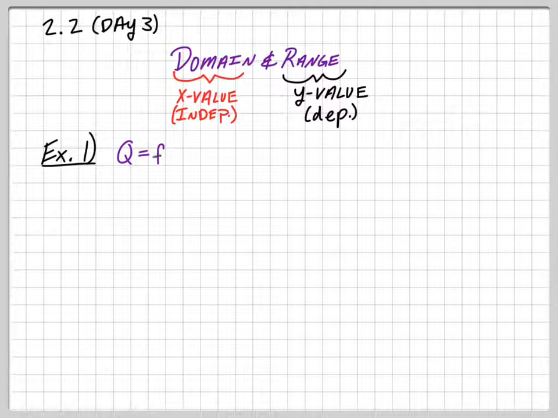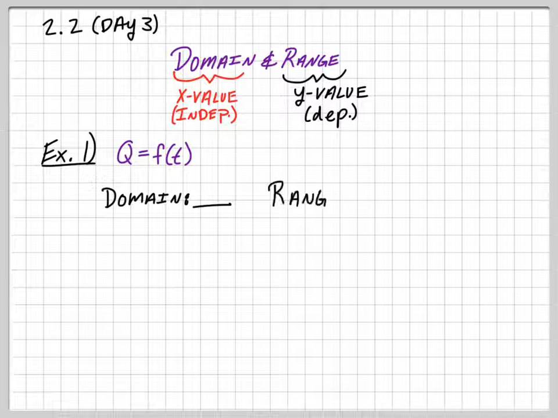Okay, so quick example to start us off. Here's a function q equals f of t, and that's all I give you, just q equals f of t. So I want to know what you would identify as the domain and what you would identify as the range.